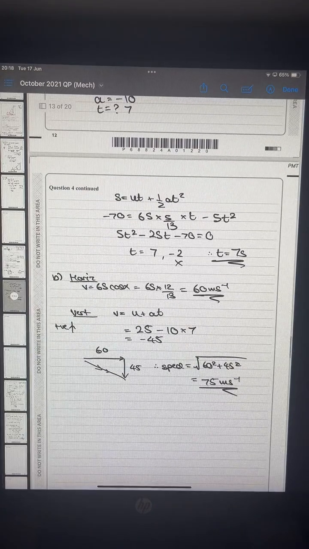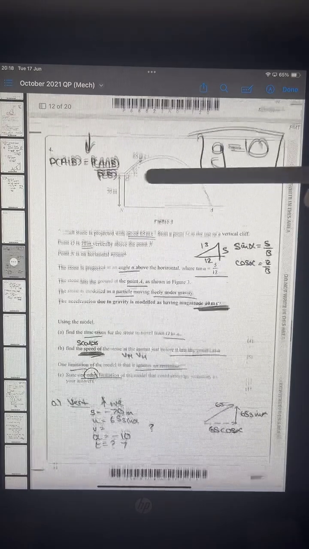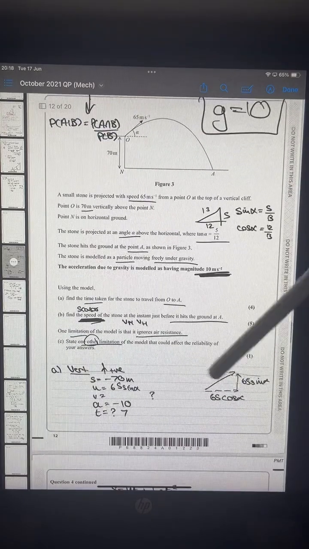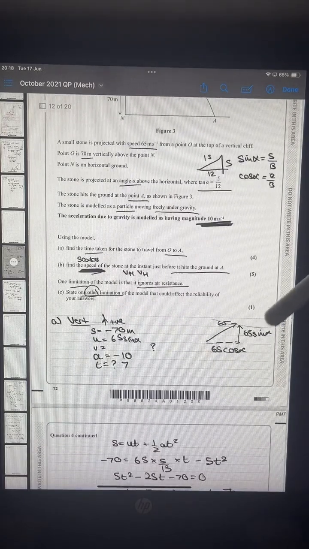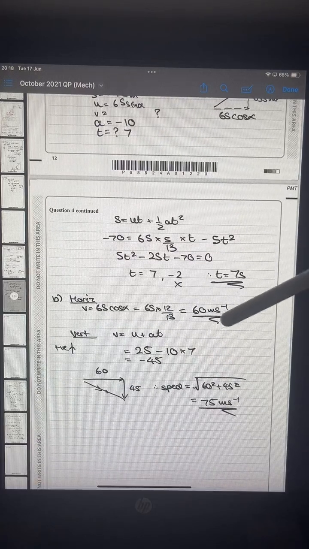So, horizontally, I know that the speed is going to be 65 cos alpha. Why? Because it's launched at an angle there. This is the horizontal component, and it remains constant the entire time. There's no horizontal acceleration. Boom, 60 meters per second.